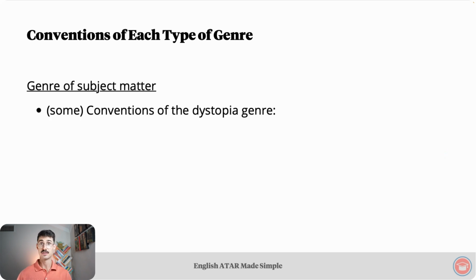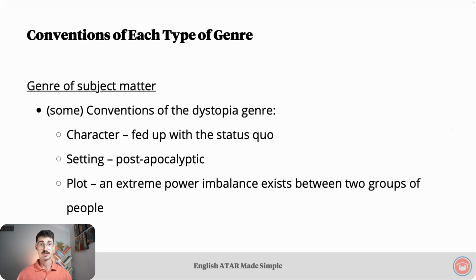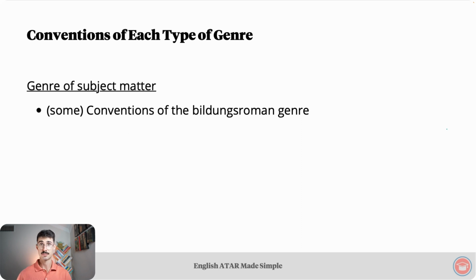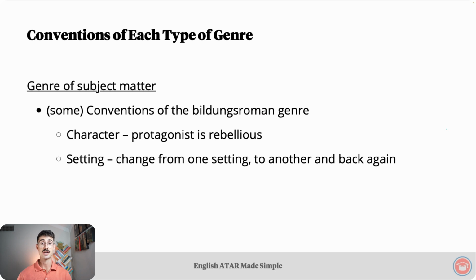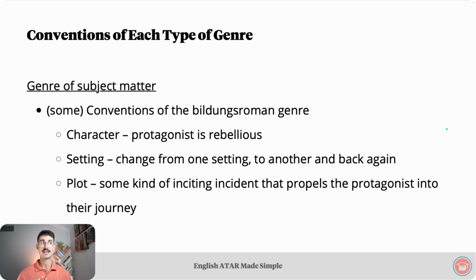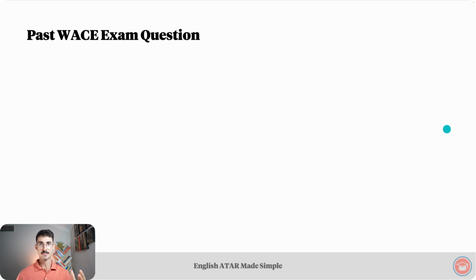Some conventions of the dystopia genre: character is fed up with a status quo, setting is post-apocalyptic, plot, an extreme power imbalance exists between two groups of people, and theme, government control. Some conventions of the Bildungsroman genre: character, the protagonist is rebellious; setting, there's a change from one setting to another and then back again; plot, there's some kind of inciting incident that propels the protagonist into their journey; and theme, conformity. Last main section of the lesson looked at a past WACE exam question.